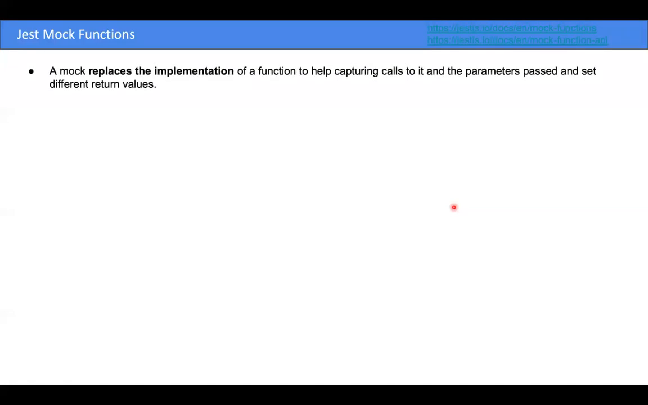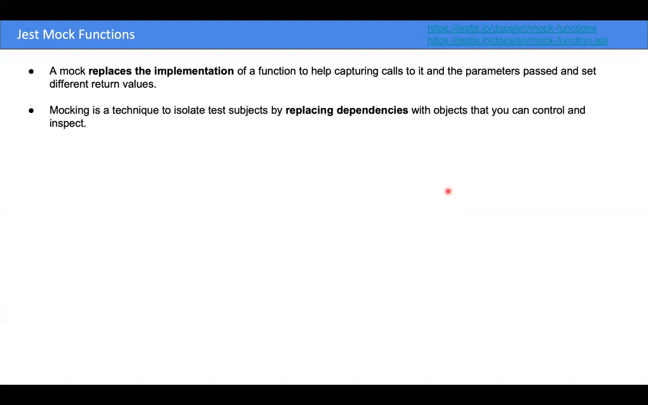So let's see some examples, maybe it will become more clear. As I was saying, the mock replaces the implementation of a function to help capture calls to it, and the parameters passed, and set different return values. Mocking is a technique to isolate test subjects by replacing dependencies with objects that you control and can inspect. That's why you do mocking, because you want to have control over it. The goal of mocking is to replace something we don't control with something that we do control.